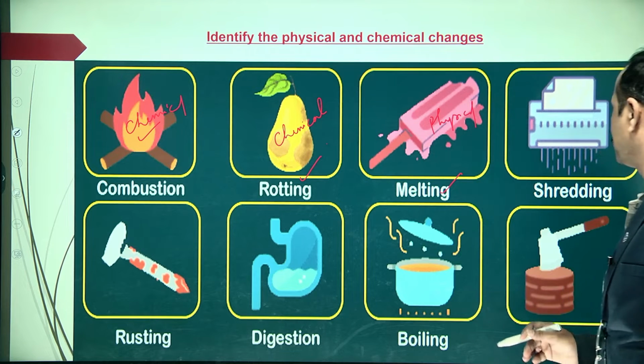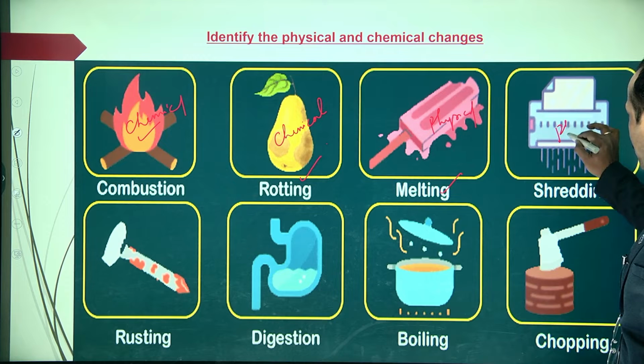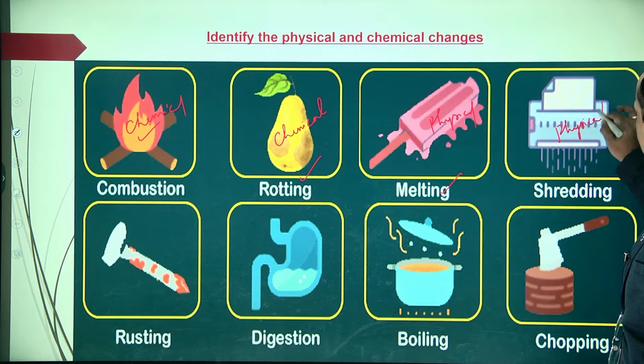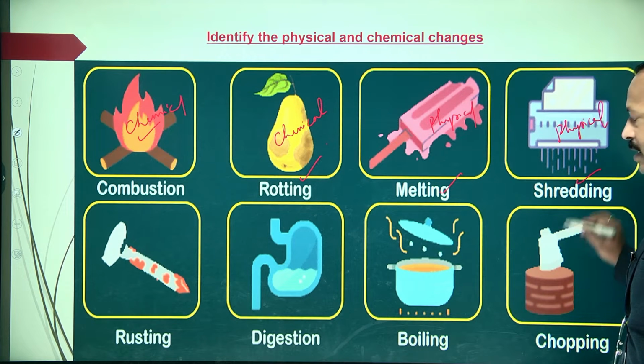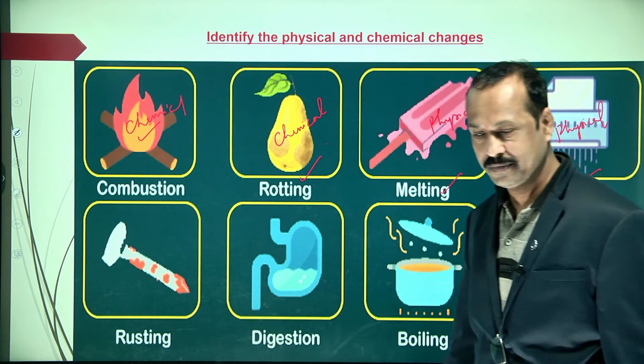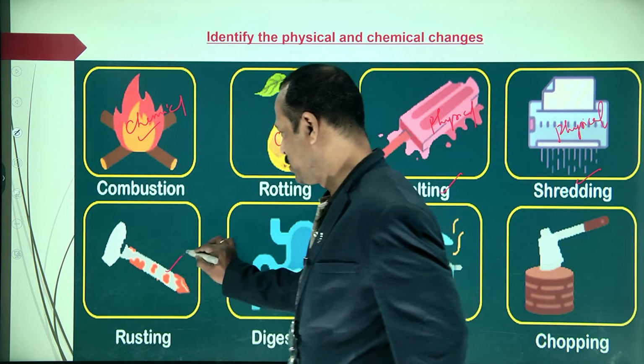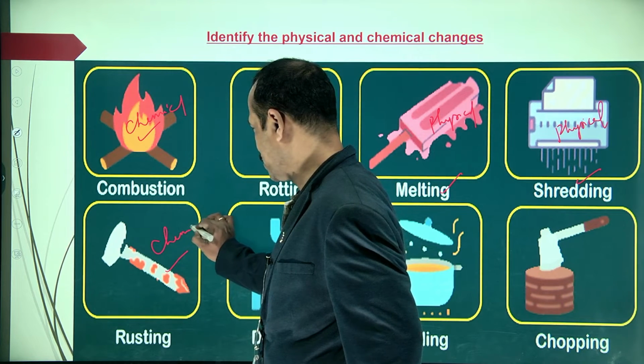Now shredding. Shredding is like cutting, sir. Shredding is also a physical change, sir, because the paper is just divided into smaller parts. The composition is not changing. Very good. Rusting. Sir, rusting is a chemical change. Very good.